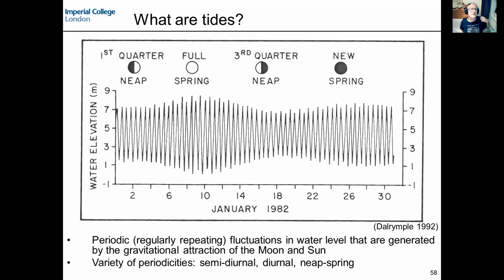So what are tides? Well, here we've got data from a tide gauge. The vertical axis is water elevation measured at this particular location, and on the horizontal axis we've got time in days. So this represents 30 or 31 days, so 1 month. What we can see is that the water elevation goes up, down, up, down, up, down. And we can see there are several different cyclicities to that variation.